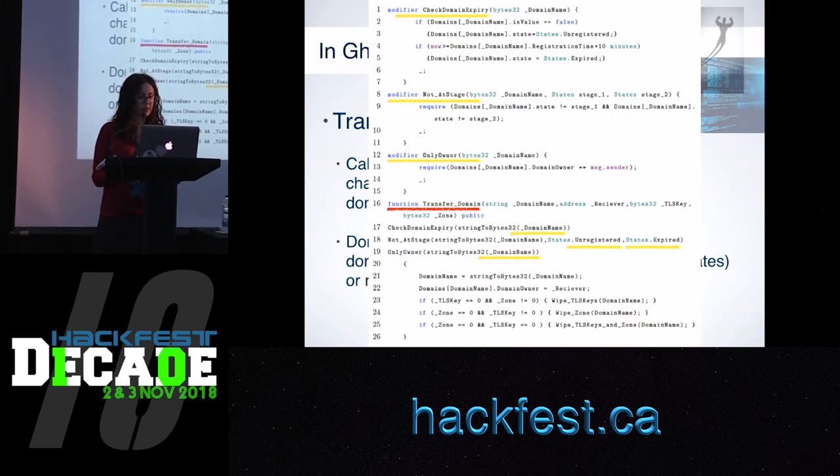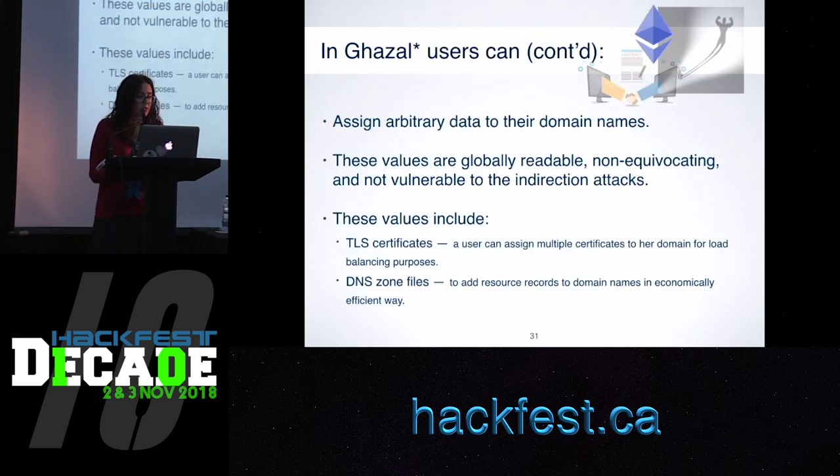We have another one that doesn't allow the domain owner to transfer the domain name if it's unregistered or expired. And the other one is that only the domain owner can transfer the domain name here. But you can see that my modifier is onlyOwner. So the other things the domain owner can do, they can assign arbitrary data to their domain names.